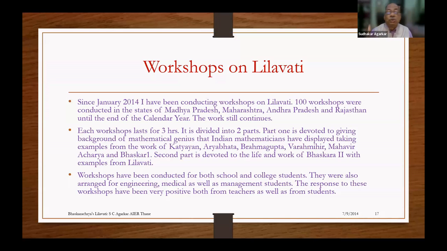So starting from Shulba Sutra, I come to Bhaskara 1. And then in the second part, I devote to the work of Bhaskara 2 and the examples from Lilavati. So I have conducted this in schools, colleges. In fact, I have also conducted them for engineering students, medical students. On one occasion, I was invited to conduct a workshop by the members of small-scale industries in Thane.